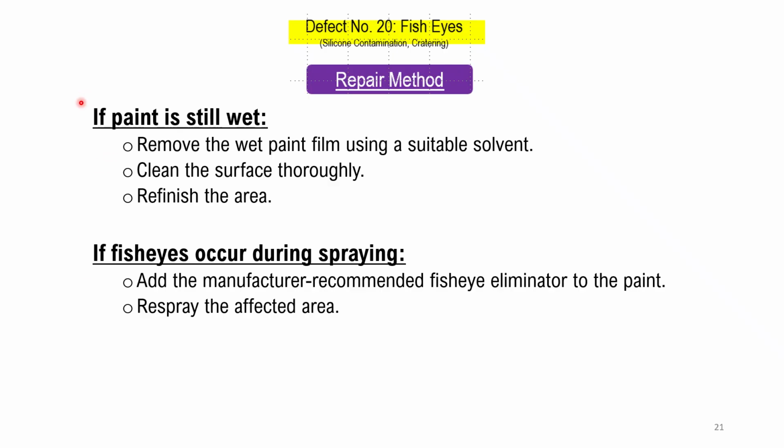Finally, repair method. In case of fish eyes, if the paint is still wet, remove the wet paint film using suitable solvents, clean the surface thoroughly, and refinish the area. If fish eyes occur during spraying, add the manufacturer's recommended fish eye eliminator to the paint. Respray the affected area.